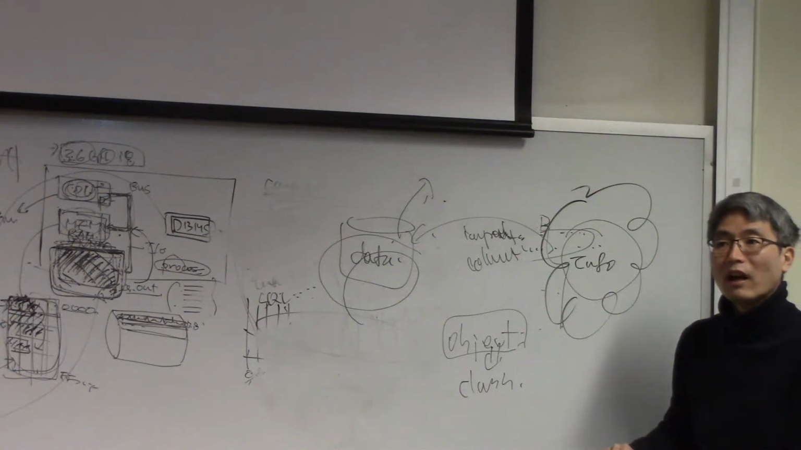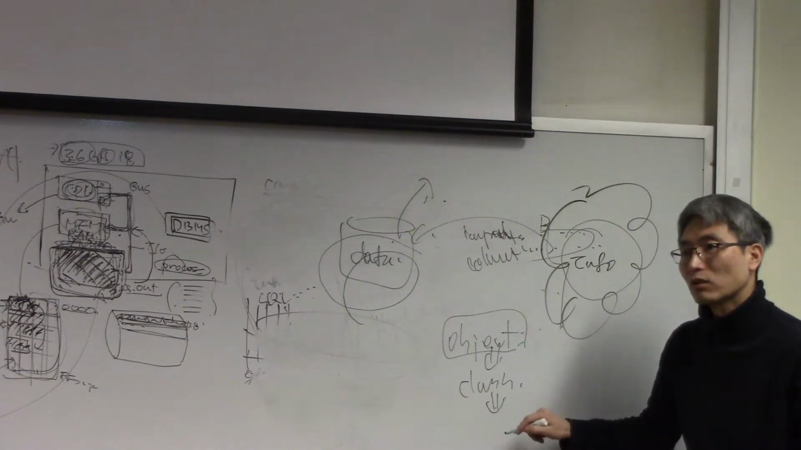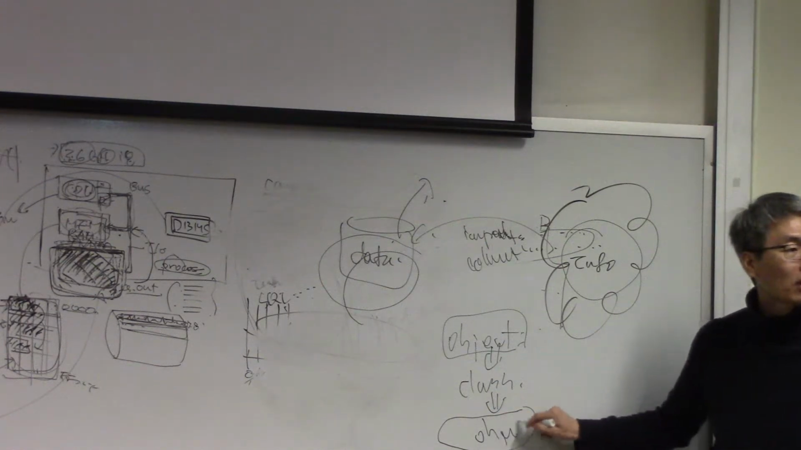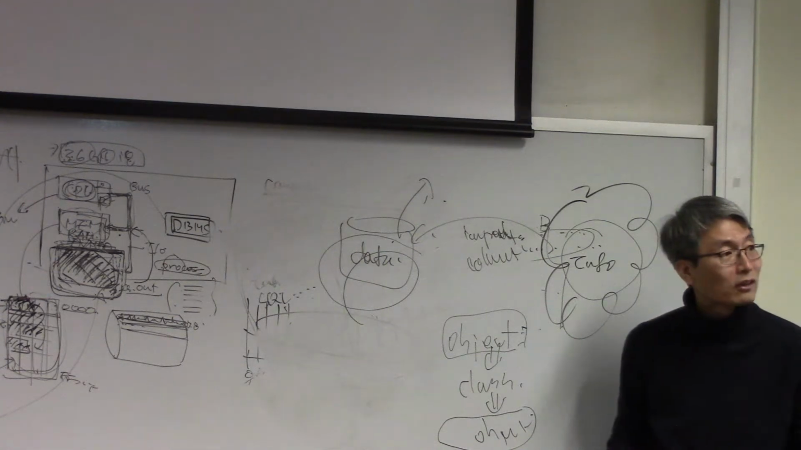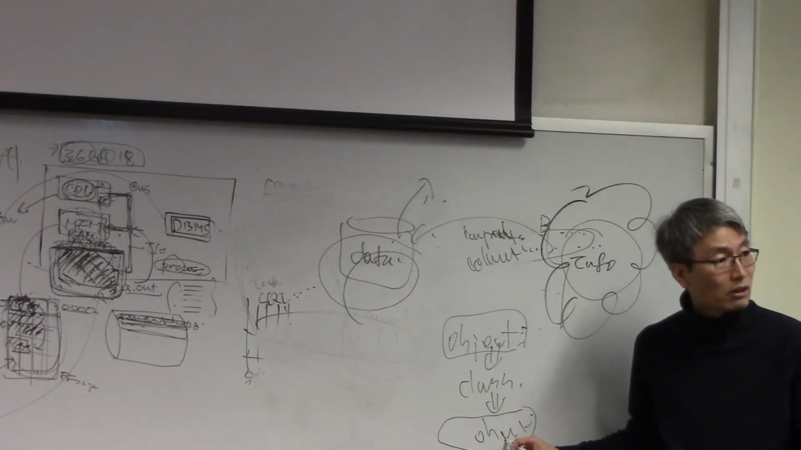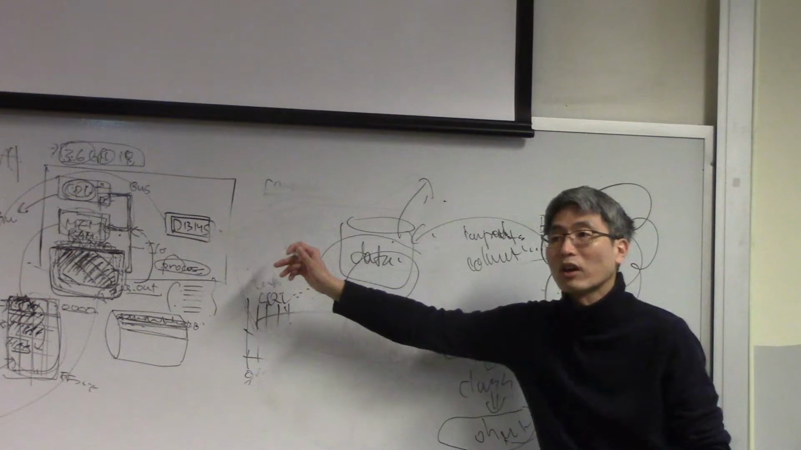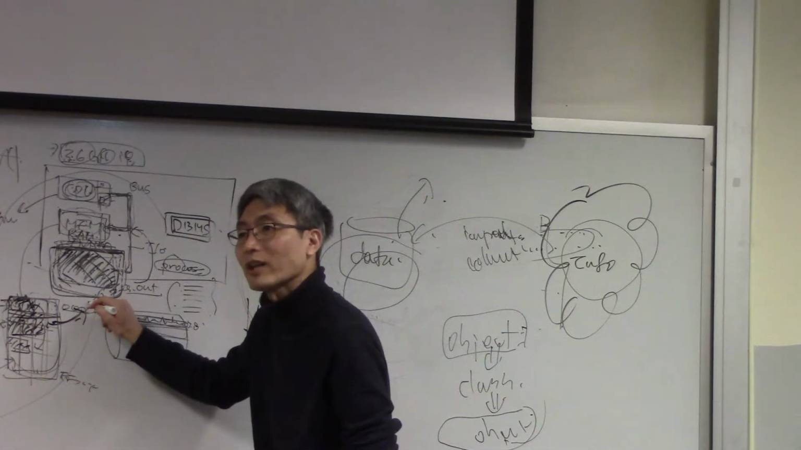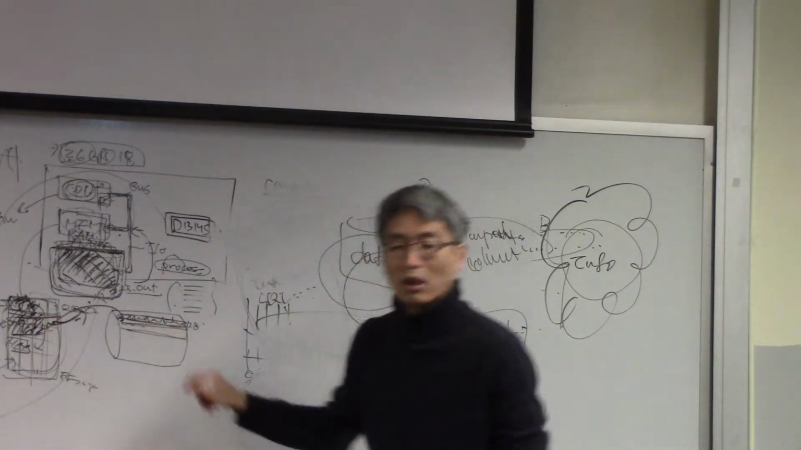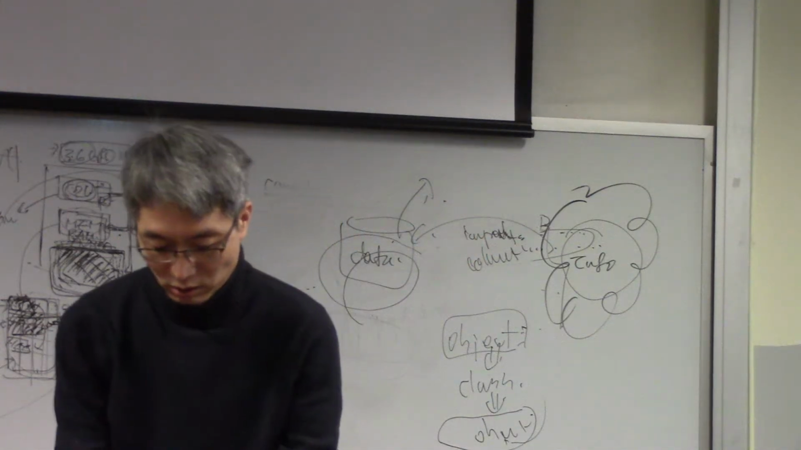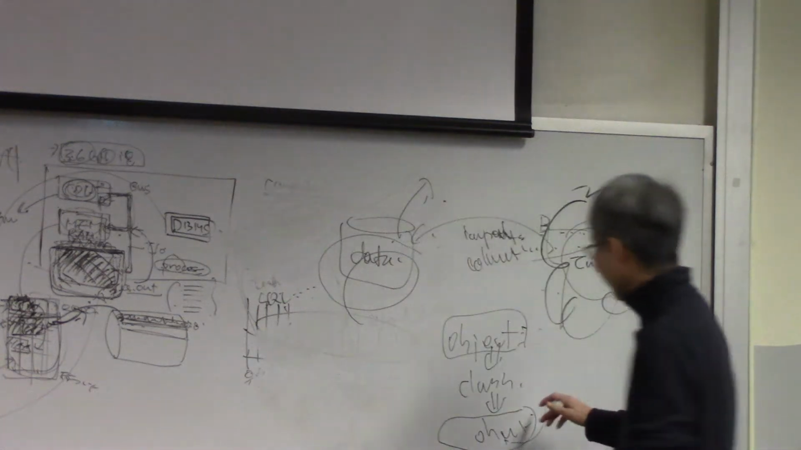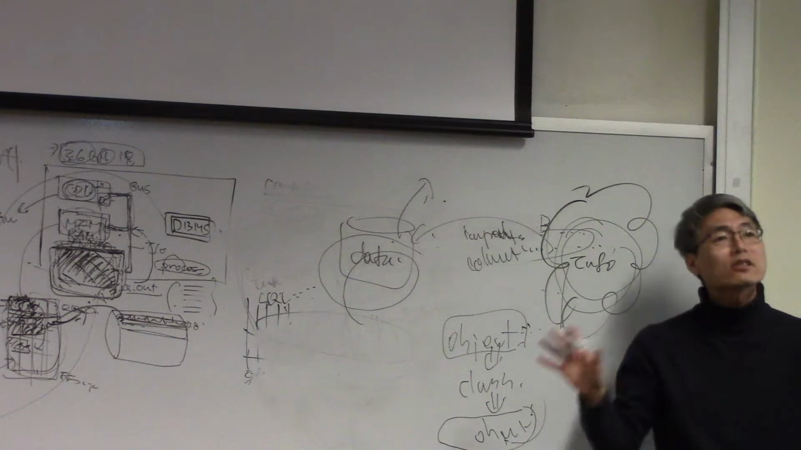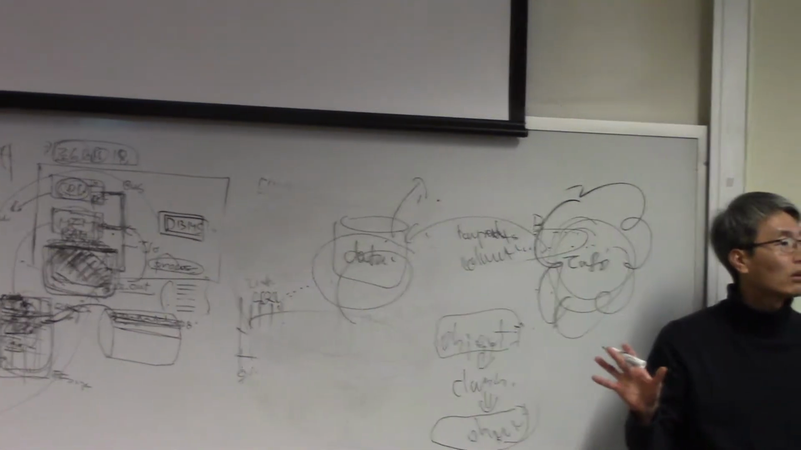Then, after you define the class, what can you do? Instantiate. What? Object. You can create the object. This object and this object are different. This object is in the memory. In the memory, you create the object, then it returns the address, the reference, and then you are able to access it. So that is a similar thing. Information is everywhere, everything.